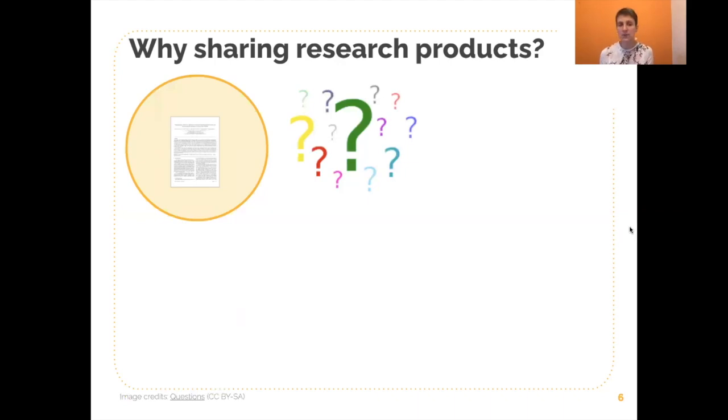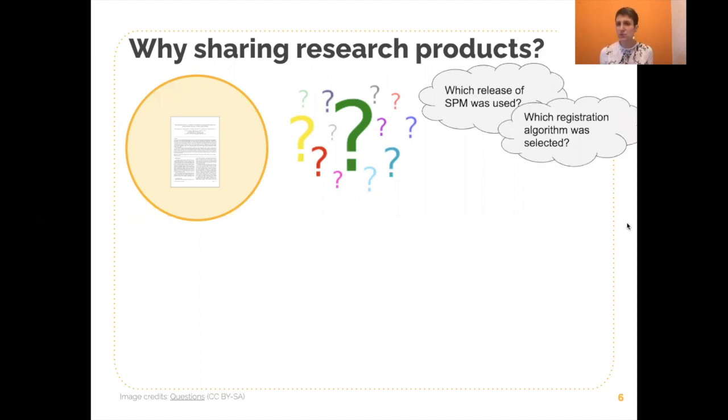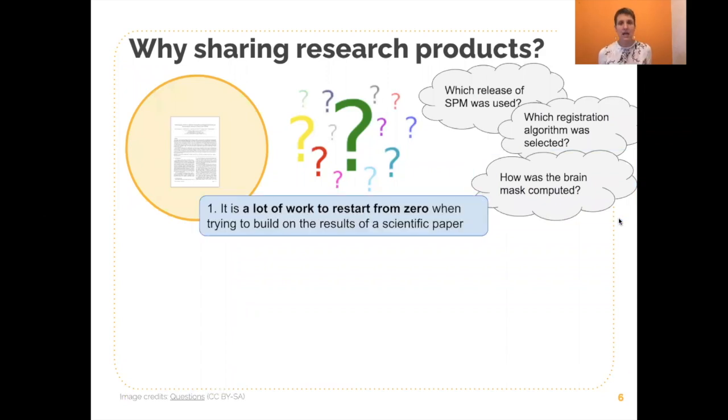Here I'm going to take examples from fMRI, but you could transpose this to basically any research type. An example of a question could be, which release of SPM was actually used in that study? Sometimes it's described really well in the paper, and sometimes this information can be missing. Or maybe you're wondering which registration algorithm was selected, or how the brain mask was computed exactly, because that's important for the region you're studying, and so on. And it's a lot of work, when you want to build on someone else's work, to restart from zero in order to build on the results.